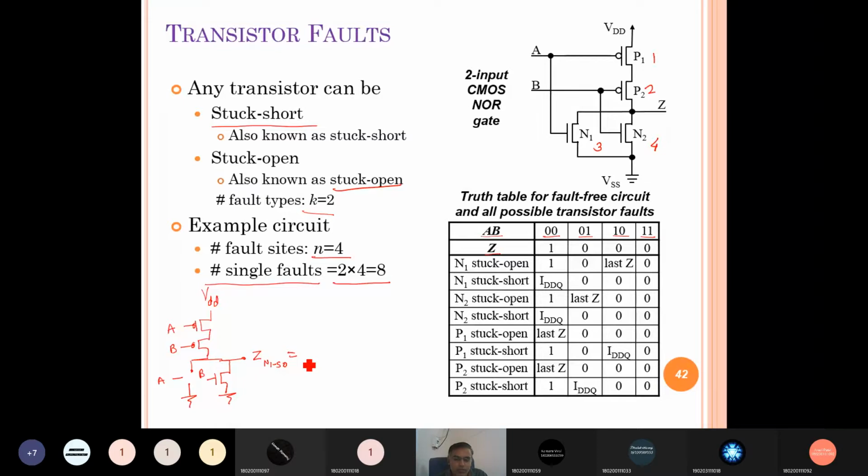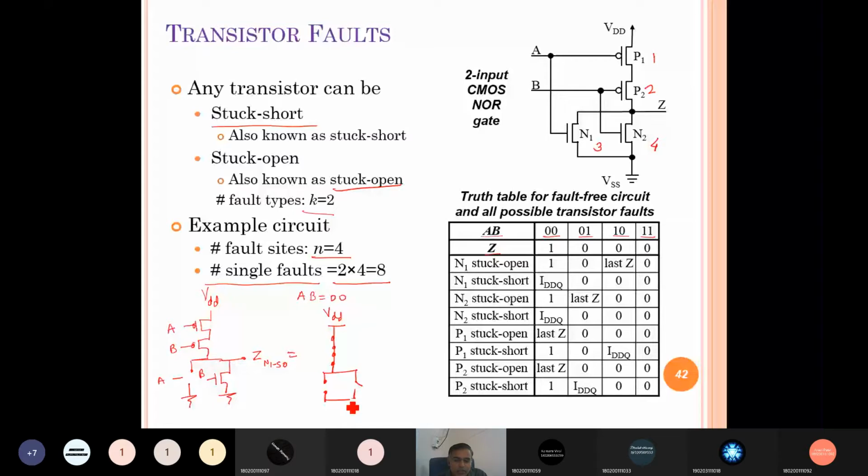So let me see what the output is for different input combinations. Let me give the input combination 0 and 0. Then this MOSFET is not conducting. The B MOSFET conducts. A is already open. So if we give the inputs A and B as 0, 0, then the equivalent circuit will form: the P MOSFET will conduct, and this N MOSFET is in open circuit, and this is already open.